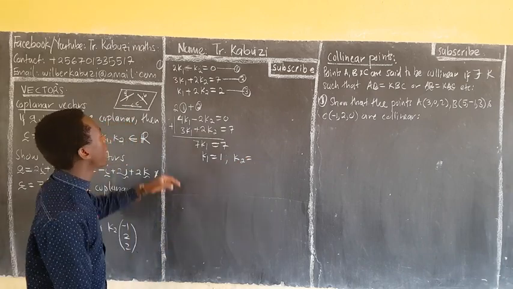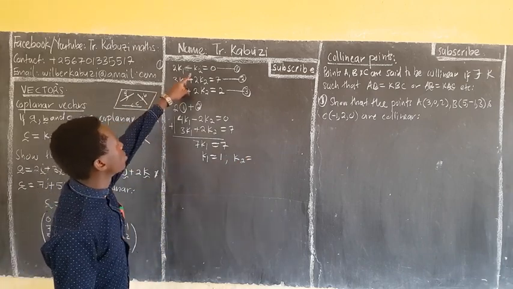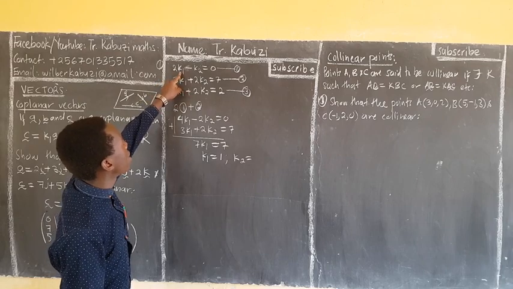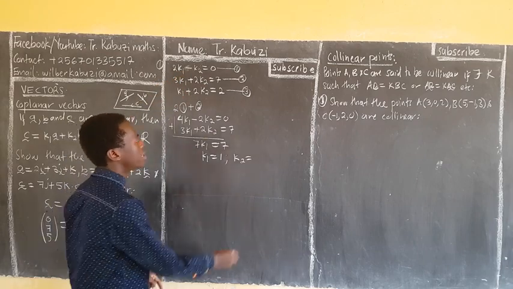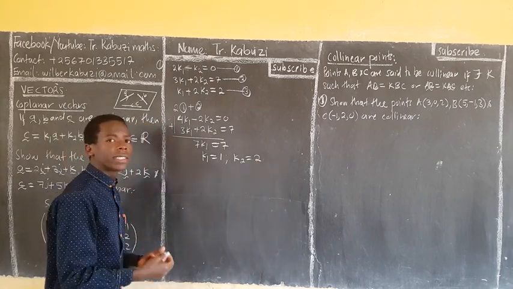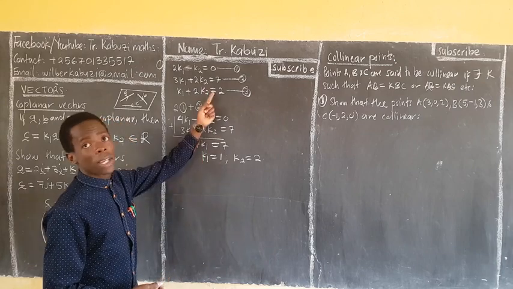From there, we find K2. When we put K1 as 1 into the equation, you'll have K2 as 2. Now, we check for their consistency. We check consistency using equation 3.